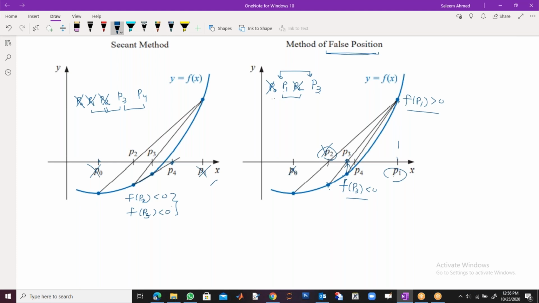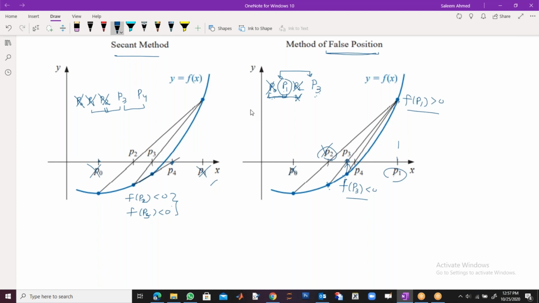From P0, P1, you got P2. So you have 3 points. So I will drop one of the previous two, from P0 and P1, I will drop one of them. I will drop the one which has the same sign as P3, because P2 had the same sign as P3. So I dropped P2 and I picked the point which had the opposite sign. Got the idea? So this is the only difference between the secant method and the method of false position.